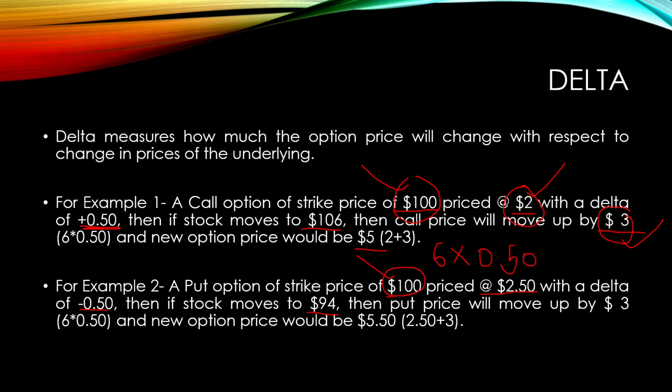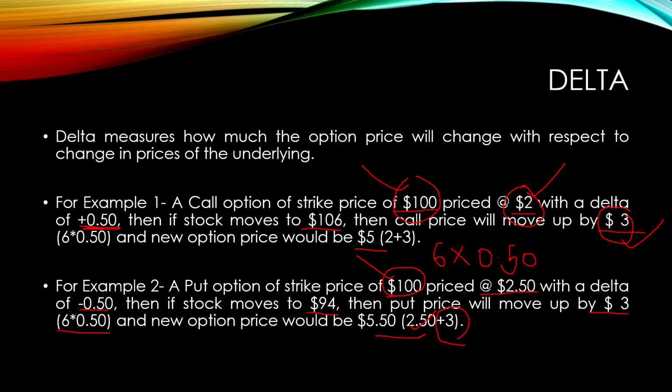The delta calculates for a dollar change. If the stock moves by $6, then how much will the option price change? The put price will move up by $3, that is $6 into 0.50, and the new option price will be 5.50. Original price of 2.50, and $3 the change in option price.